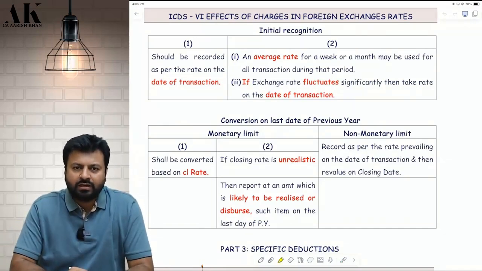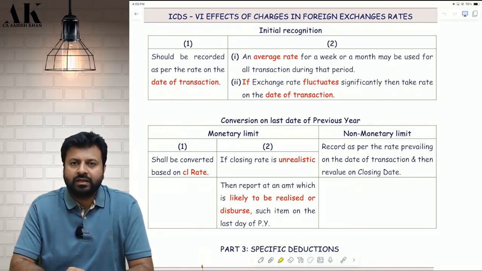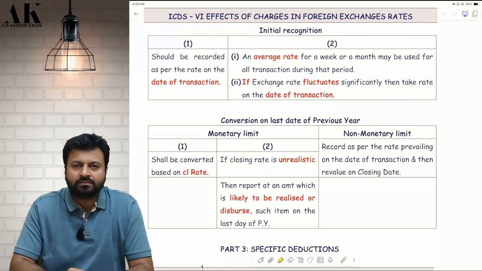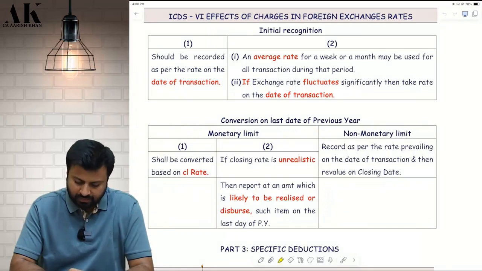As I have told you in the last class also, this ICDS is not anything great. It is somewhat similar to what your accounting system says: how should you recognize your loss or your gain under the income tax law? Which loss, which gain? That is the forex gain, forex loss. So it is talking about somewhat similar to what the accounting standards say. Let me show you. ICDS 6.